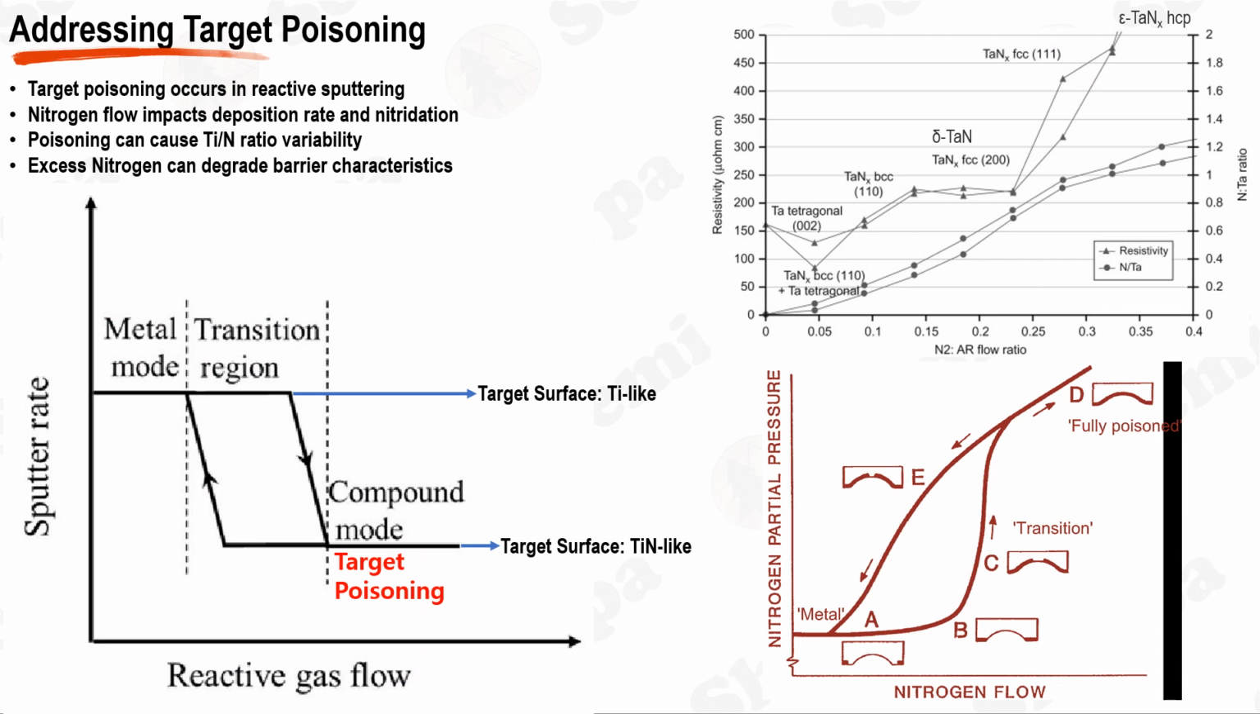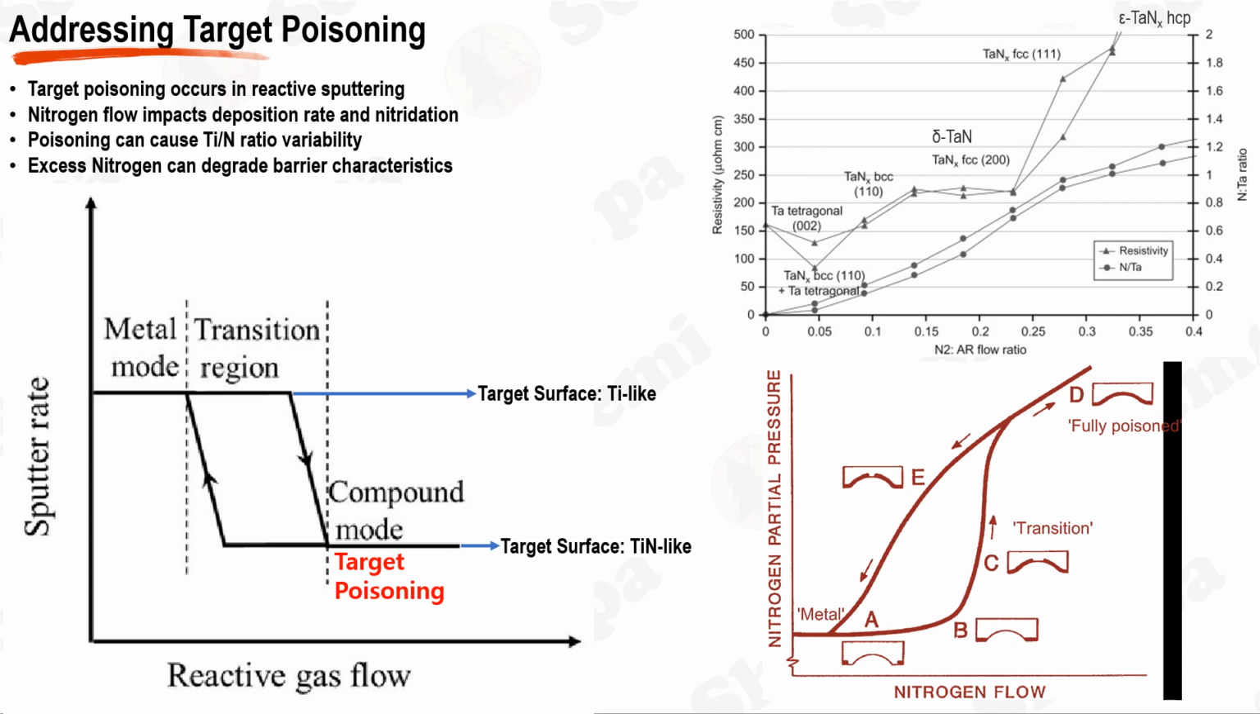Target poisoning is a significant phenomenon in physical vapor deposition, PVD, processes, particularly in reactive sputtering methods. Understanding and managing target poisoning is crucial for ensuring the quality of the deposited film and the efficiency of the process. In reactive sputtering, the term target poisoning refers to the condition in which the sputtering target surface becomes covered by the reactive gas in the chamber, for instance, nitrogen, N2, in the case of titanium nitride, TiN, deposition.